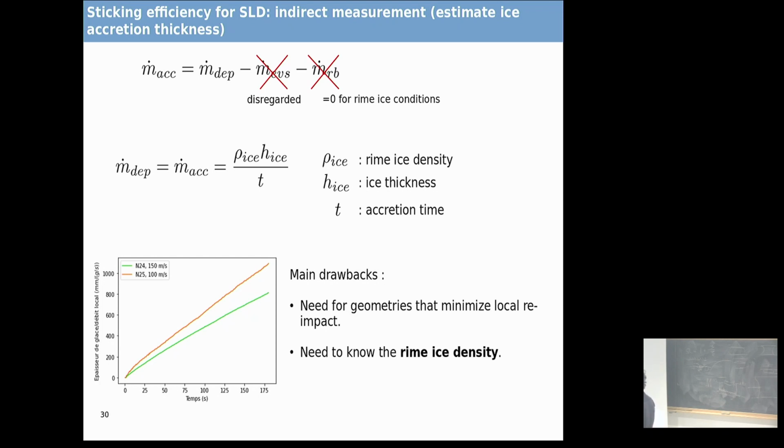Main drawback, we have to know the rime ice density. Once again, there exist some correlations to define it. Some people have tried to take the accreted rime ice shape and put it in a bath to estimate the density. Well, this is the weakness, the estimation of this one. And second, we need geometries that minimize local re-impact. And here we have an unsteady evolution of the ice thickness, which allowed us to estimate this deposition rate.